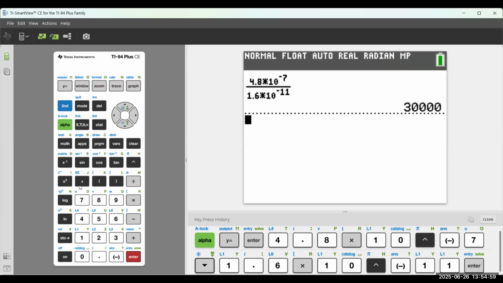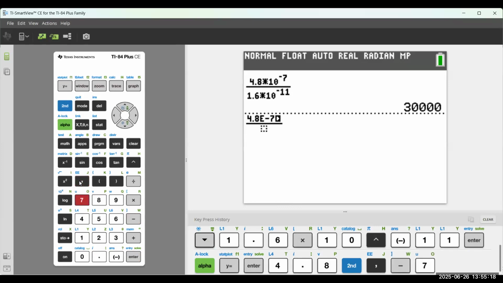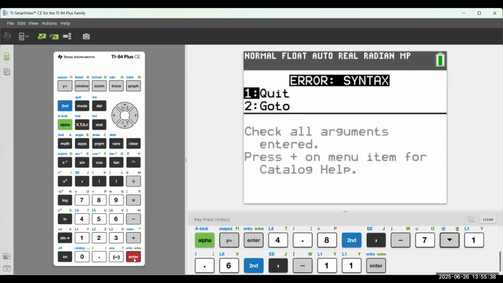However, I prefer to use our secret little times 10 to the button. So if you notice above the comma, there's this capital EE. That is very helpful for us. So again, we're going to type in alpha y equals. We could type in 4.8. And then because it's in blue, we'll type the second button first. And then just type negative 7. On the denominator, we type in 1.6, and we type in our secret little button, and we type in negative 11. Okay, my computer's going to say an error, and I'm going to show you why.